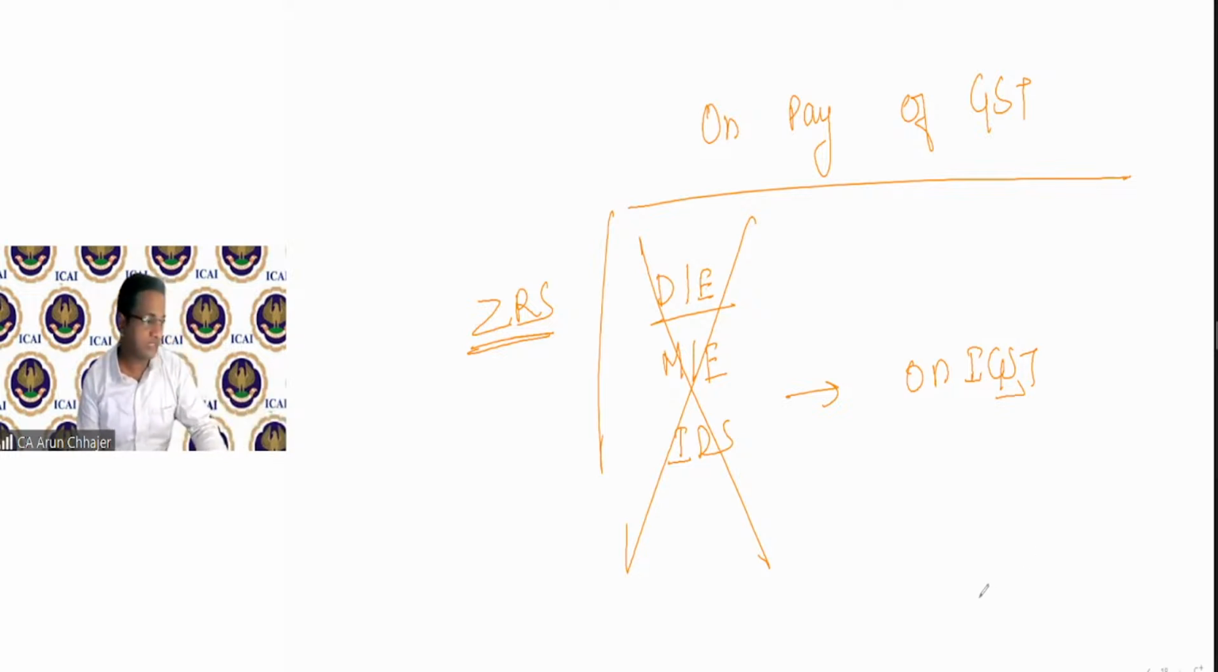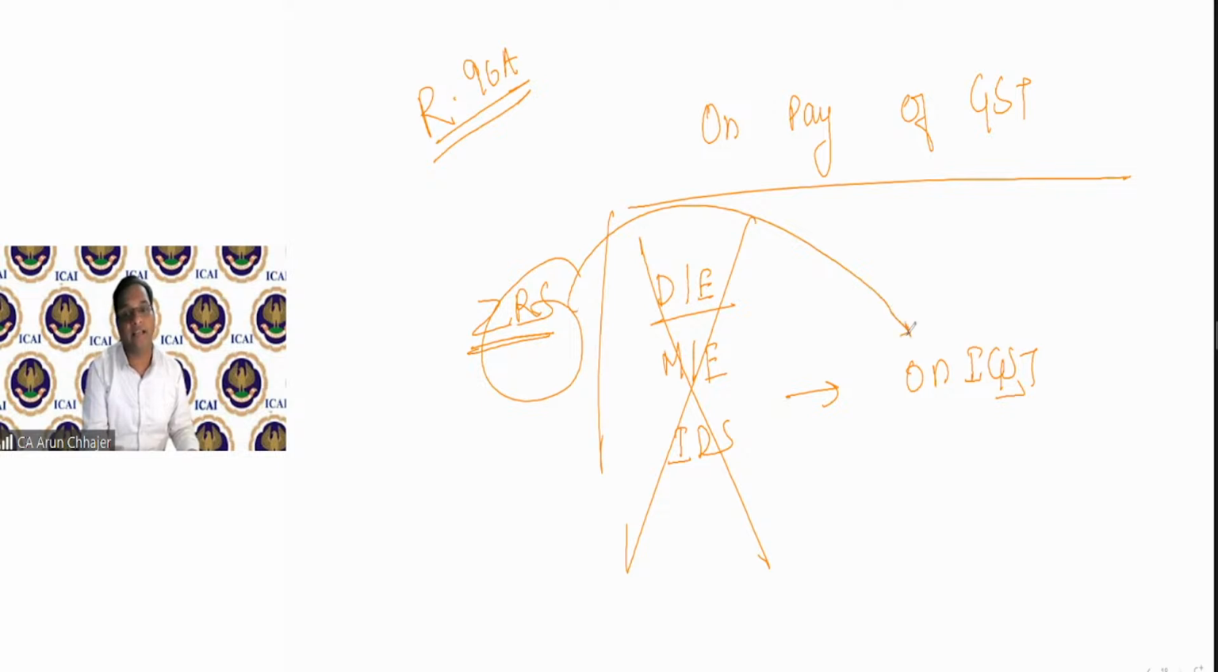Most of the participants have given the incorrect answer. So I'm asking everyone, is it clear? This concept LUT का route is clear to all? Rule 96A says zero rated supplies can be without payment of tax, can be without payment of tax under LUT. Is it clear? Please confirm. मोहम्मद कहां चले गए आप? आंसर नहीं आ रहा.